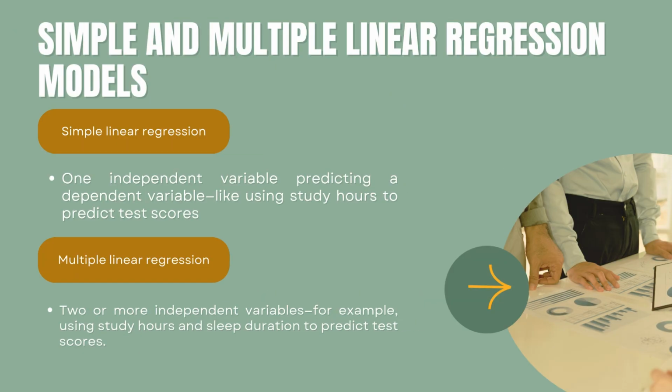Finally, let's talk about simple and multiple linear regression. Simple linear regression has one independent variable predicting a dependent variable, like using study hours to predict the test score. Multiple linear regression includes two or more independent variables. For example, using study hours and sleep duration to predict the test score. These models are powerful tools for decision making in business, science, and many other fields.